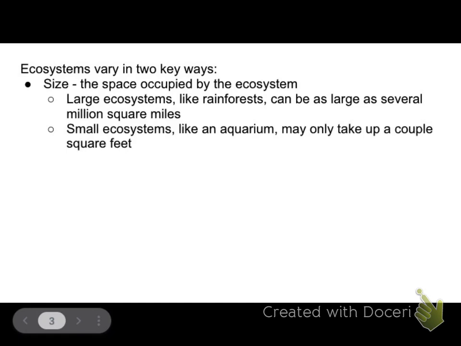Or you can have small ecosystems, like if you have an aquarium in your house that you keep fish in, that's an ecosystem, and it might only take up a few square feet. So they can be huge and massive, or they can be very small.